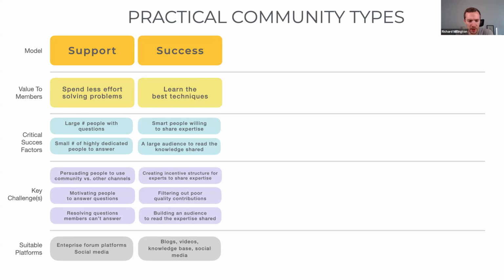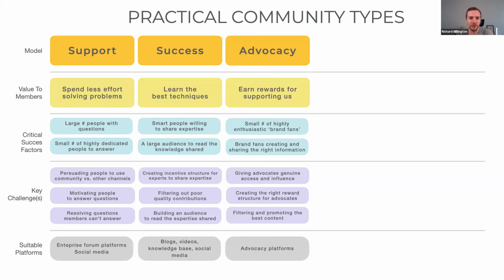The difference between support and success is that activity in support begins with a question. Success is people proactively sharing knowledge. And more, this happens outside of a central platform. It's going to be in influencers, employee advocates, a whole range of different individuals. And again, the critical success factor is having smart people willing to share expertise, then the audience willing to consume it. And the challenges there are things that the strategy will overcome.